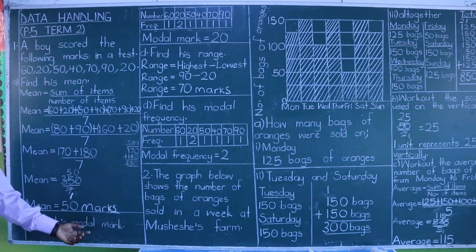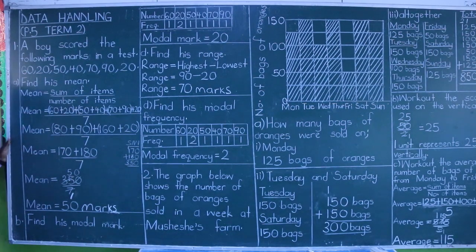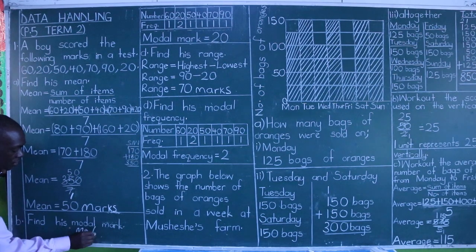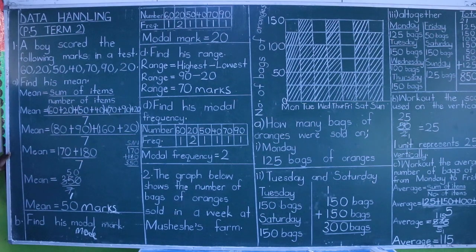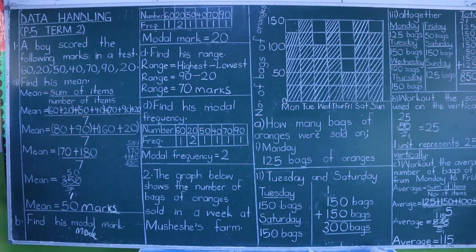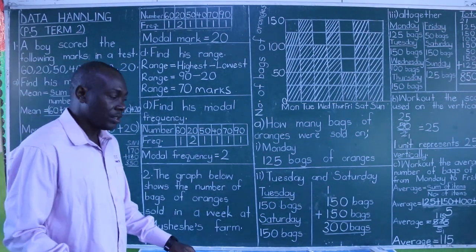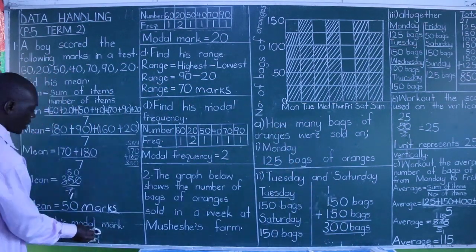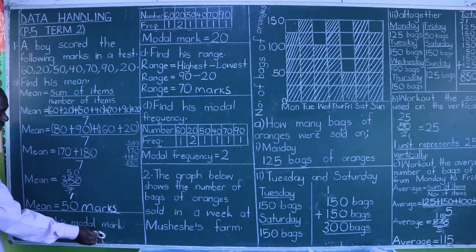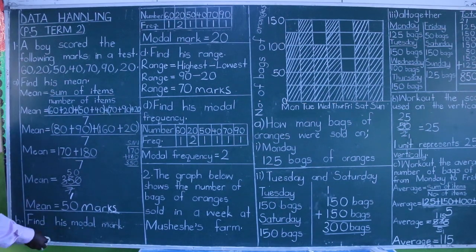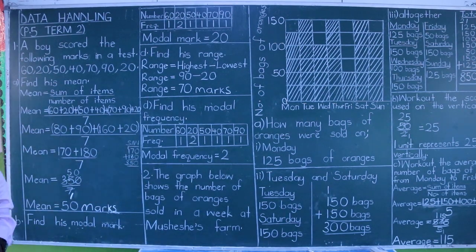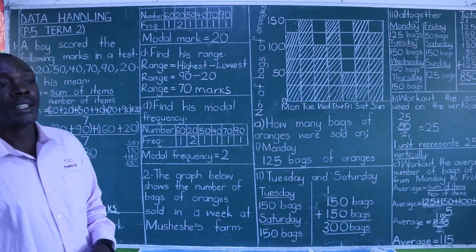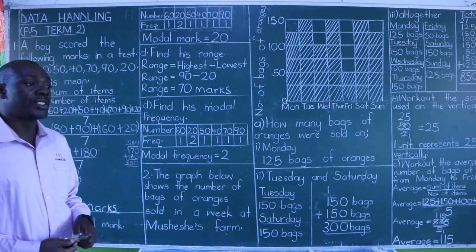Then part B, find his modal mark. This word modal comes from the mode. Find his modal mark. Find his mode. Find his modal score. So, mode. You must know that mode is the most appearing number in the given data.